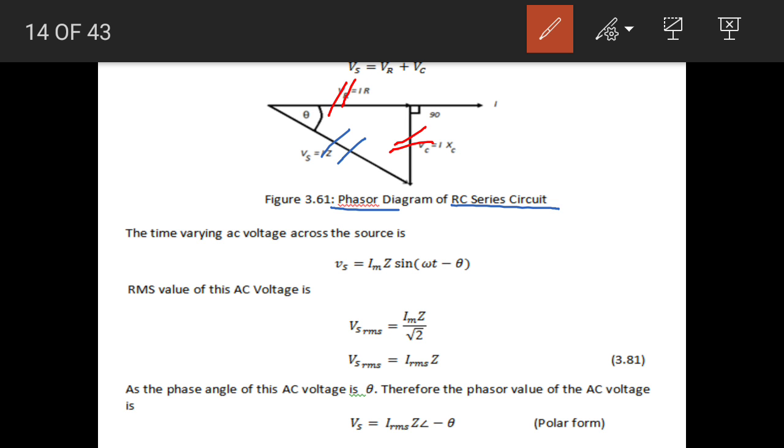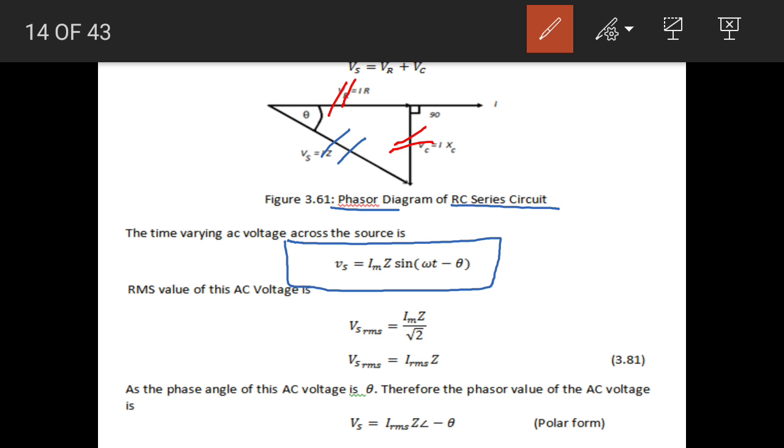This is how we calculate the phasor value of the source voltage. There is another way to calculate the phasor value of the source voltage. Let us consider the instantaneous equation of the source voltage. The source voltage is equal to Im sine of omega t minus theta. So the phase angle of the source voltage is minus theta.